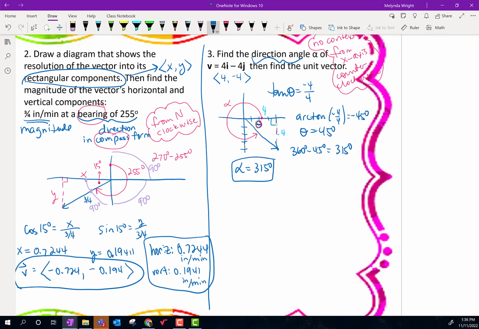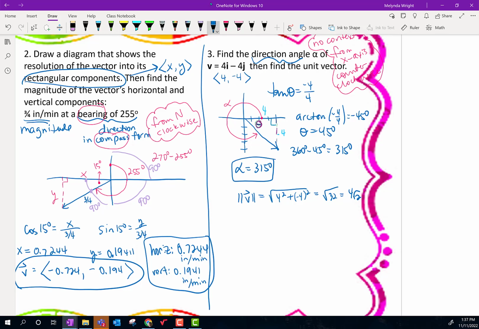Okay, the last thing they want us to do is turn it into a unit vector. We're going to normalize it. Okay, we can do that. So what do we need to find? We need to find the magnitude of V. It's going to be the square root of 4 squared plus -4 squared, which is the square root of 32, which simplifies to 4 root 2. That's our magnitude of the vector V. Okay, so our magnitude is 4 root 2.